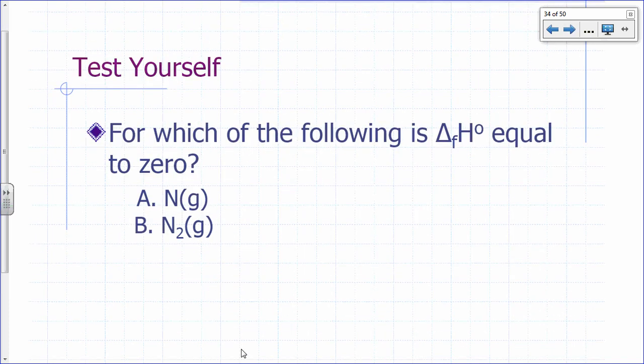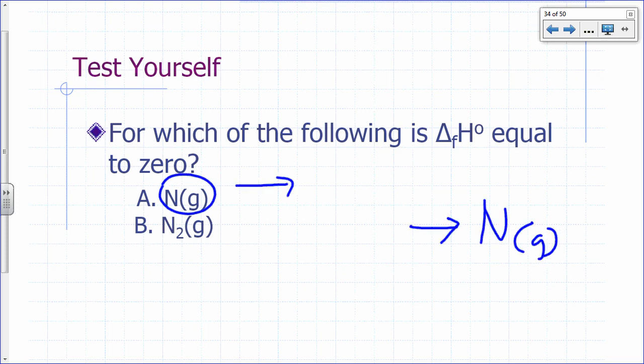Okay, for which of the following is delta H of formation equal to 0? N gas or N2 gas? What's the standard formation reaction for this? You're going to form nitrogen gas from what? N2 gas. And so what would be my coefficient? No, I have to have 1 mole here. I have to have 1/2 N2 there.